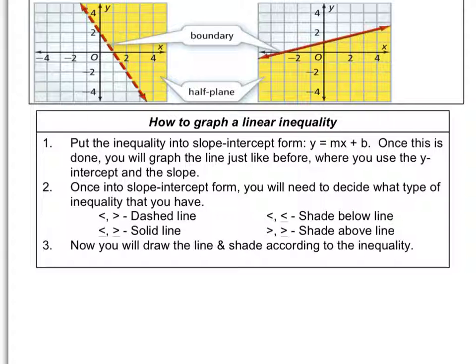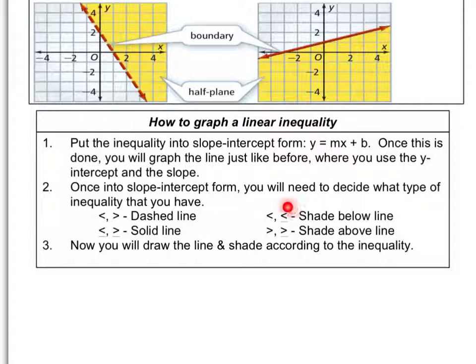Once this is done, you're going to graph the line just like before, no different. You've got to graph the y-intercept and graph the slope. The one thing that's different is that once it's in slope-intercept form, you need to decide what type of inequality you have. If it's less than or greater than, it's going to be a dashed line. If it's less than or equal to, or greater than or equal to, it's going to be a solid line. So if there's a line underneath, it's solid. If there's not a line underneath, it's dashed.